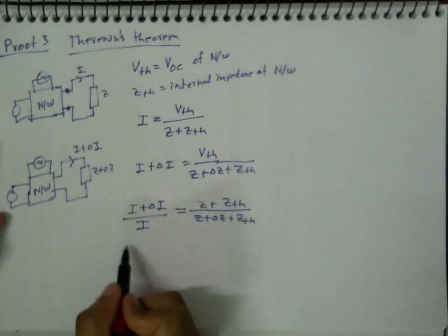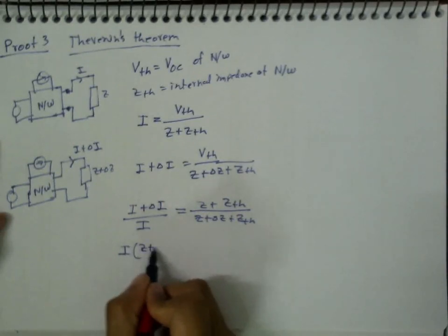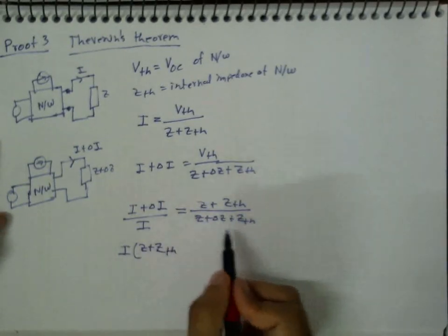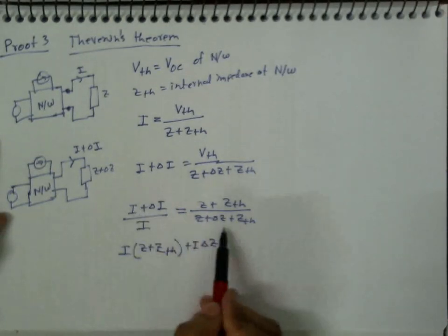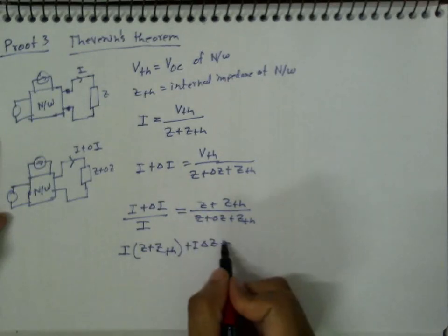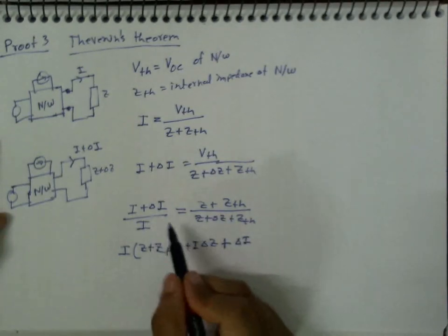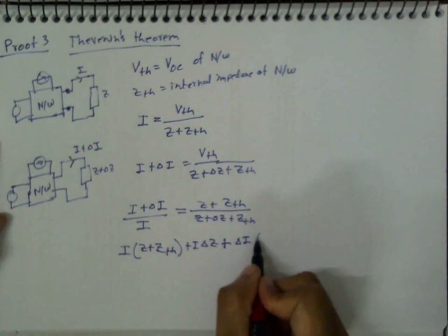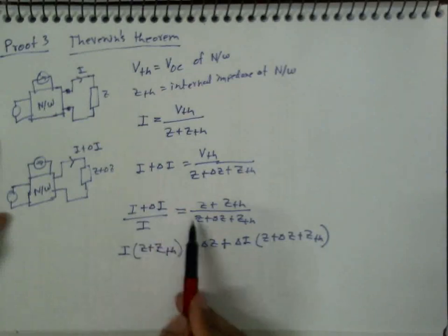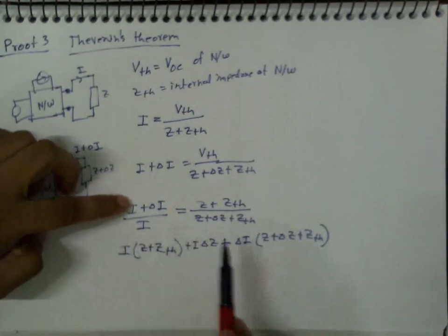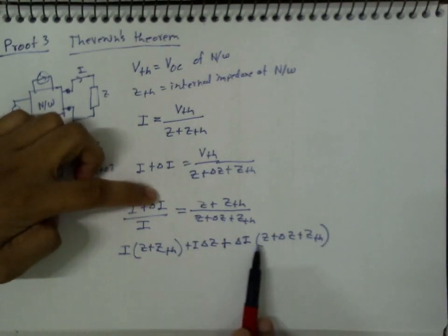So I will have I times Z plus ZTH, and plus I times delta Z. Okay, so I'm just cross multiplying this, plus delta I times Z plus delta Z plus ZTH. So this is this multiplied by this. Okay, I times Z plus ZTH and delta Z, and delta I times all three.